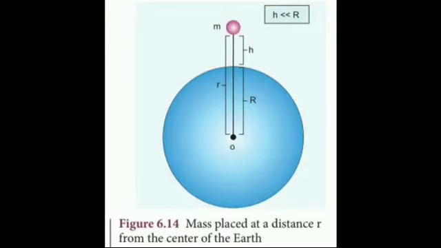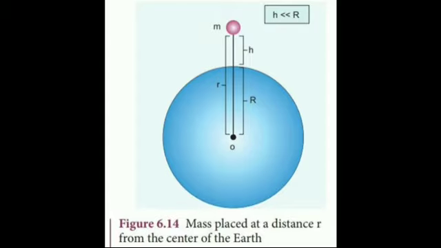Here we consider the Earth and mass system. This is gravitational potential energy near the surface of the Earth. The r is the distance between the mass m and the Earth's center. The gravitational potential energy U is equal to minus G M_E m by r.